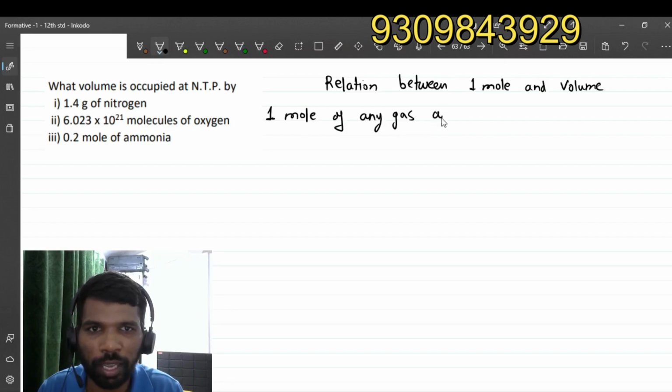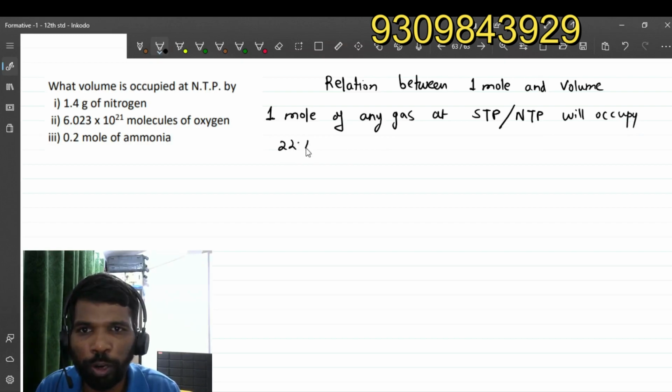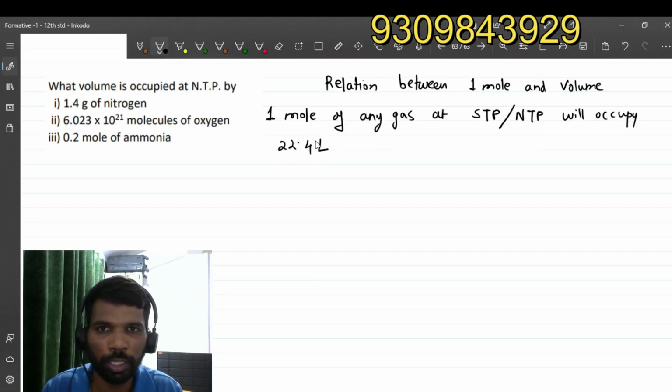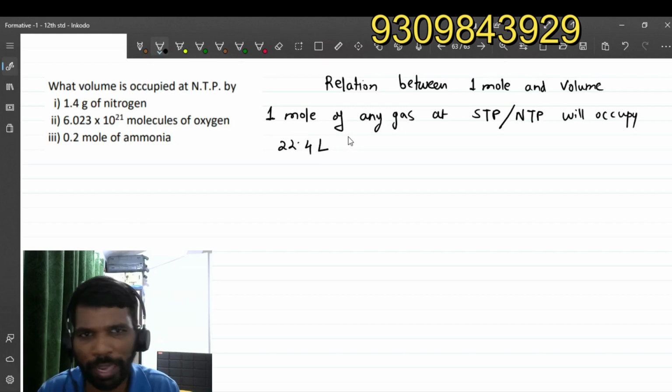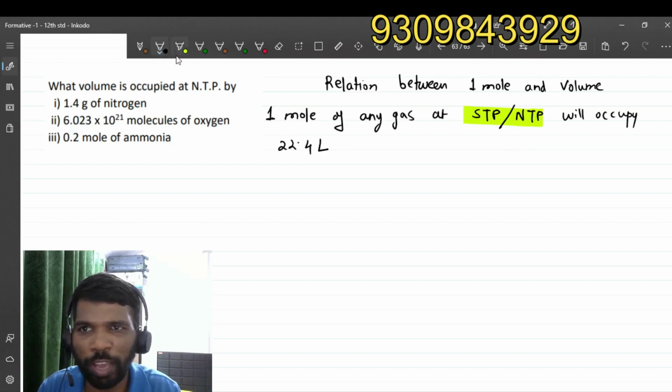1 mole of any gas at STP, remember this. STP or NTP, I'll discuss this. What is STP and NTP? So whether it is STP or NTP, 1 mole of any gas at STP or NTP will occupy how much volume? 22.4 liter. See, this relation is very straight. 1 mole of any gas, but the condition is STP or NTP. It will always occupy 22.4 liter.